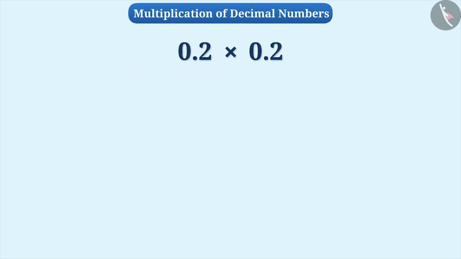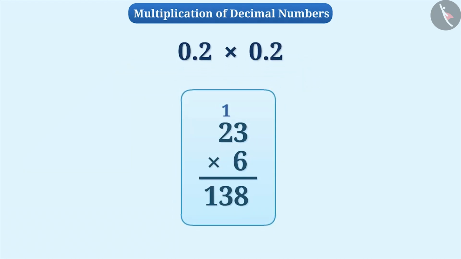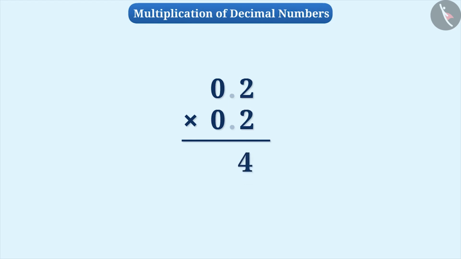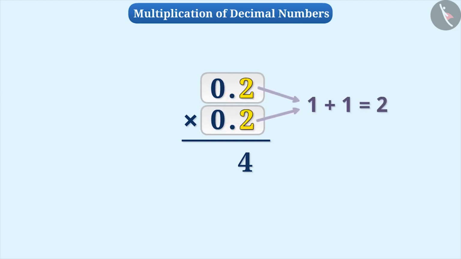Multiplication of two decimal numbers is similar to multiplication of whole numbers. In this method, we will place the given decimal numbers one below another. Here we ignore the decimal point and carry out their multiplication as that of whole numbers. We will obtain the answer as 4. Then we will check the number of digits after the decimal point in the given numbers to be multiplied, which is 1 plus 1 is equal to 2. So, in the result, we will place the decimal point counting 2 digits from the right side.